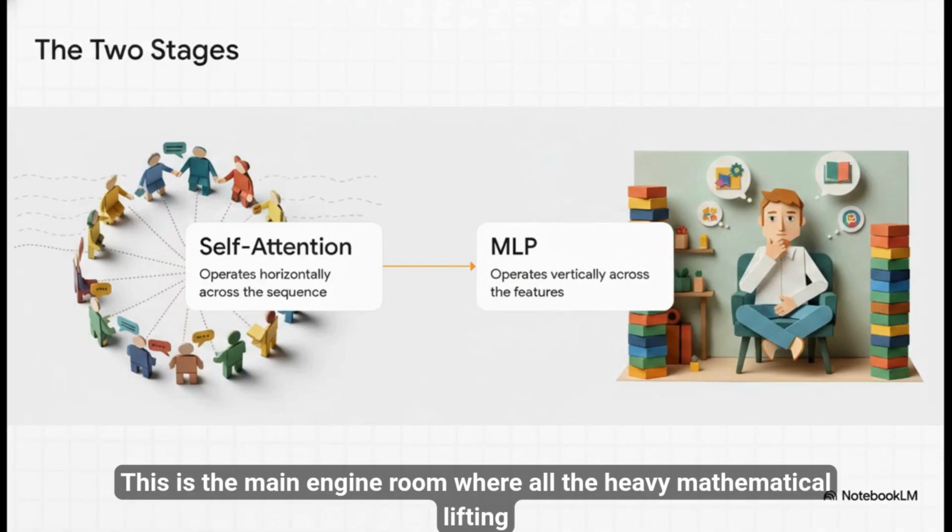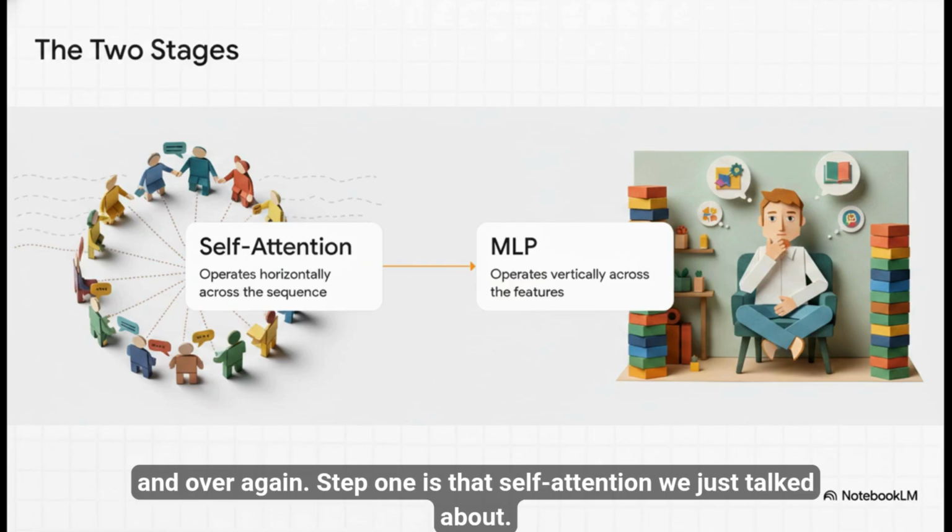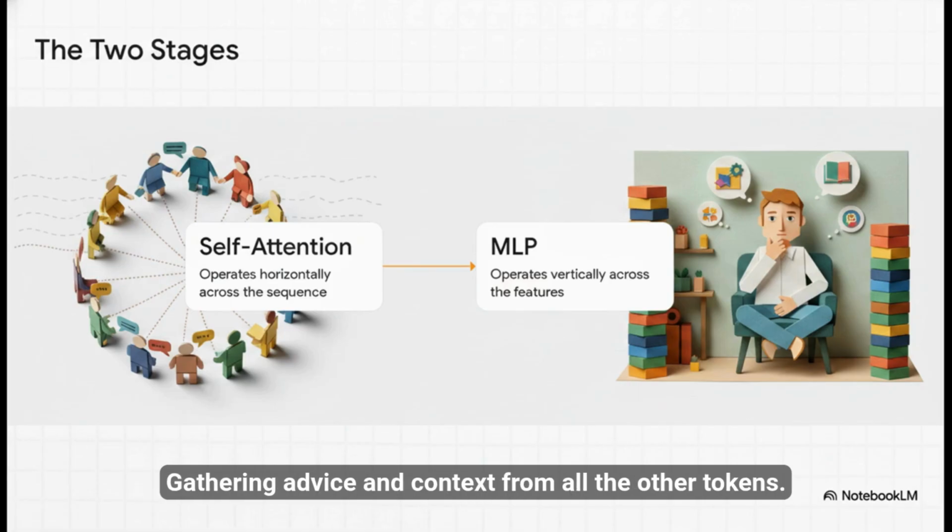This is the main engine room where all the heavy mathematical lifting actually happens. It basically has two main jobs that it repeats over and over again. Step one is that self-attention we just talked about, gathering advice and context from all the other tokens. Step two is a much more localized processing layer. If step one is like gathering advice from all your friends, step two is like sitting alone in your room, processing all that advice and updating your own personal worldview based on what you learned.